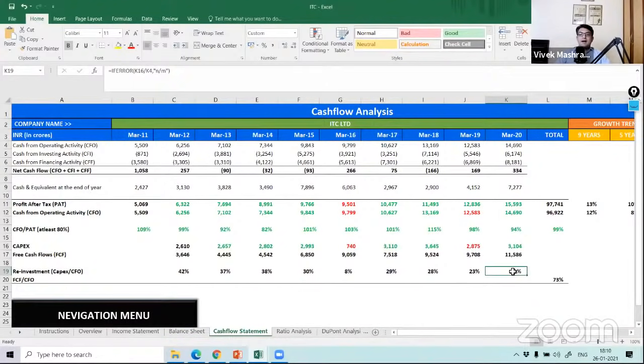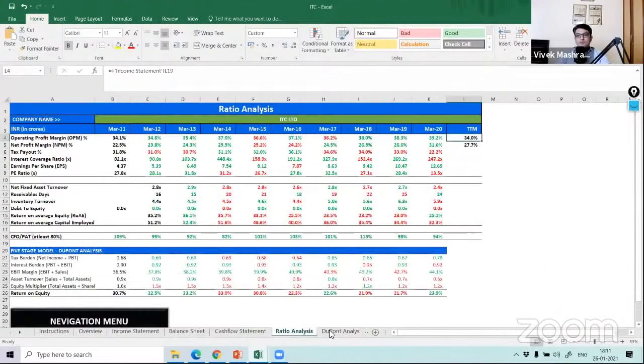Okay. And then you see the cash flow from operations to PAT, very good conversion. So they are not doing any hanky-panky. They are basically a clean company in terms of PAT and CFO, if you look at it. So in that way there is no issue on this side.